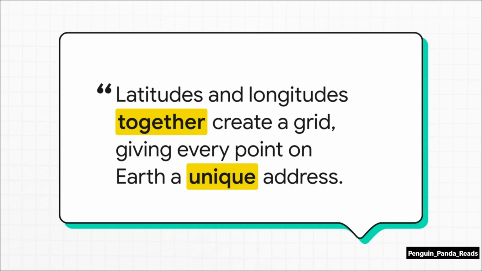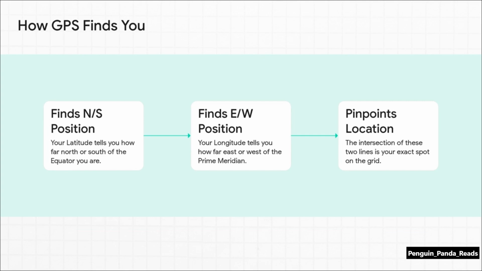When a line of latitude crosses a line of longitude, that single point of intersection creates a unique address, a coordinate, for literally any spot on the face of the Earth. No street names needed. And you know what? This is exactly how the GPS on your phone works. It's not magic. It first figures out your latitude, how far north or south you are. Then it figures out your longitude, how far east or west you are. And where those two imaginary lines cross, bam, that is your precise location.